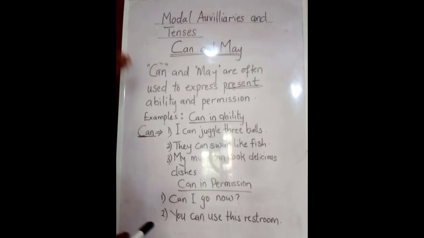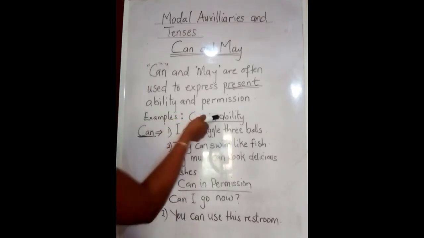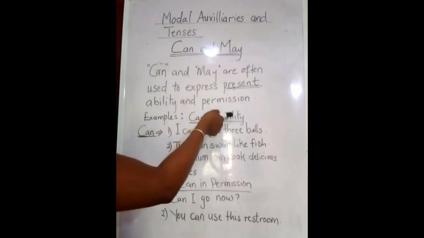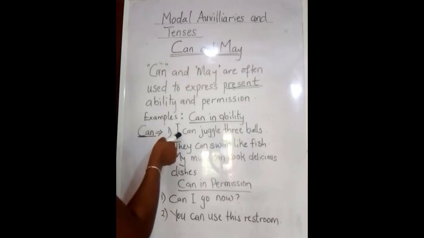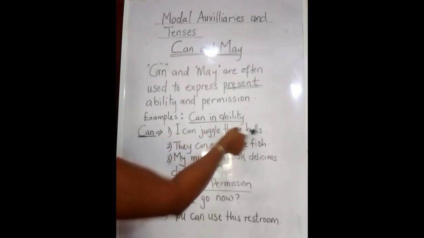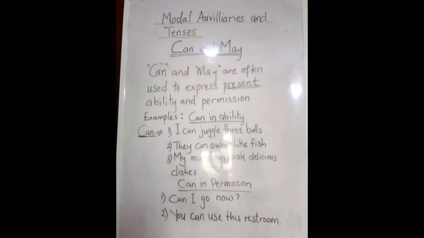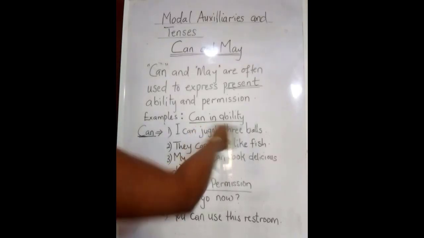So we're going to look at how these modal verbs, can and may, are used to express this in the present tense form. Examples here: can in ability, the use of can in expressing present ability. The first example is, I can juggle 3 balls. That is something that is in the present. I can do this as the skill or the ability to juggle 3 balls.